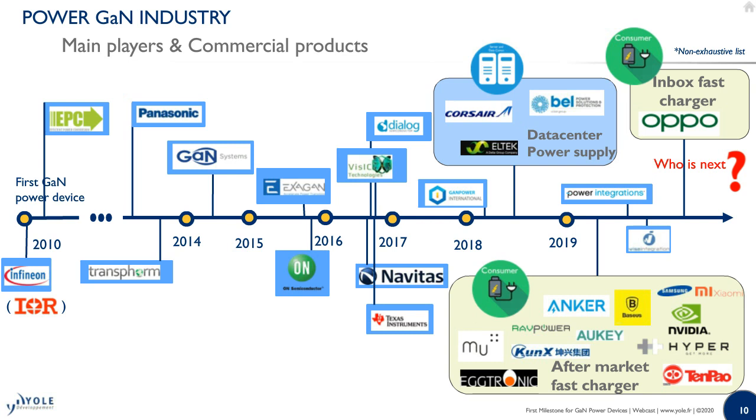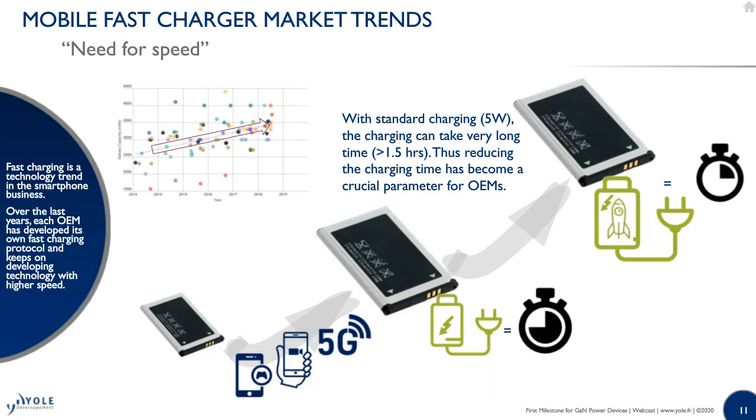So let's understand what fast charging is. As you know, over the last years, with the arrival of new functionalities such as augmented reality, virtual reality, or high-quality games, additional cameras, and of course increasing screen size, the smartphone battery capacity had to be increased. However, a larger battery also means longer charging time, which is a trouble from the customer's point of view. Thus, reducing the charging time has become a crucial parameter for the OEM. So each OEM is developing its own high-power and faster charging protocol, and they keep on developing the technology for higher speed.